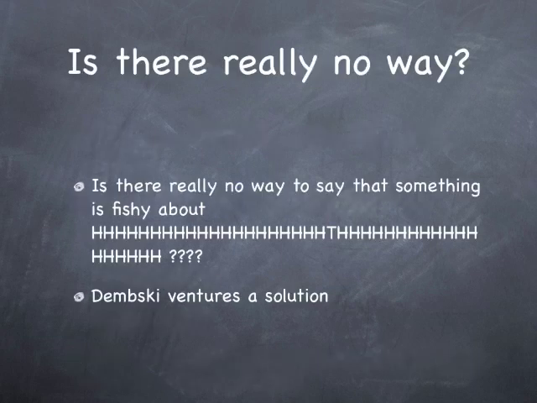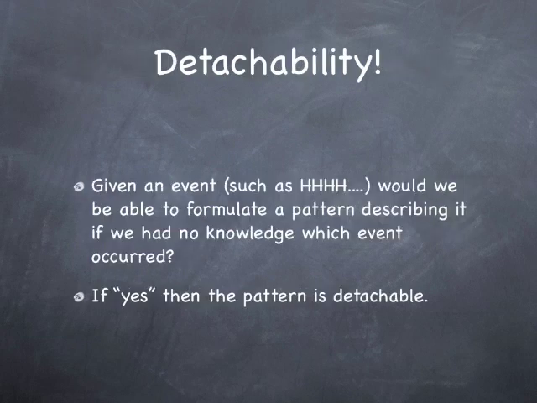So what are we going to do? Is there really no way? I mean, there's something fishy about this. So Dembski actually ventures a solution here, right? And he has a very interesting name for it. He calls it detachability. Yes. So basically what he's saying is this sequence that Caputo did exhibits a very marked pattern, right?